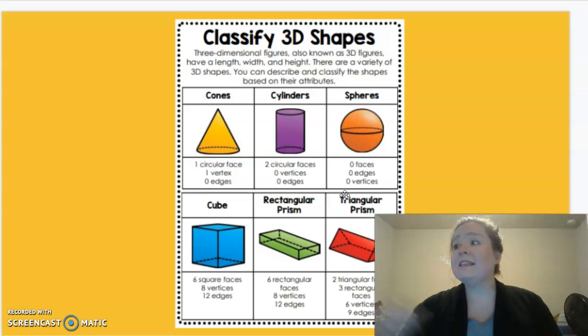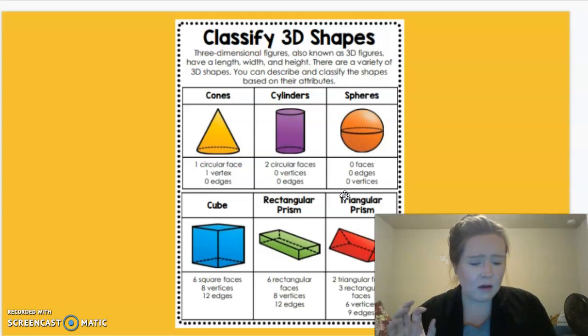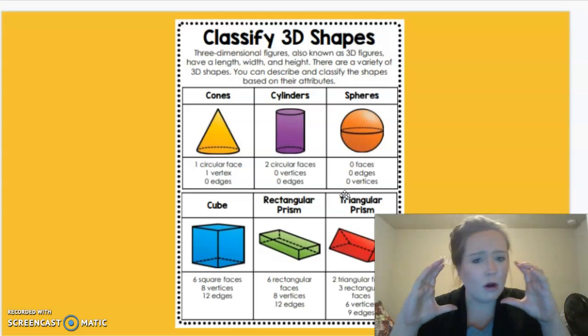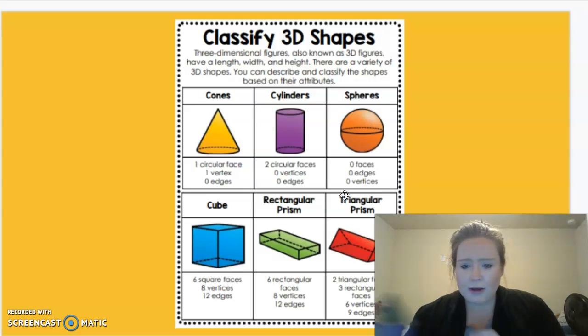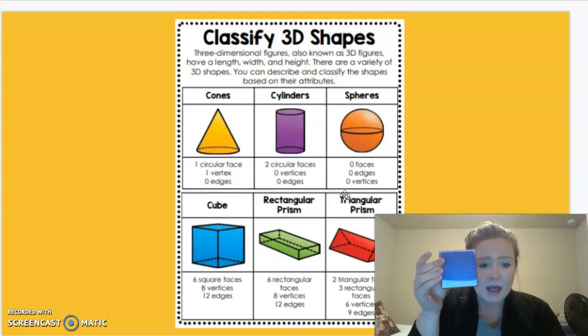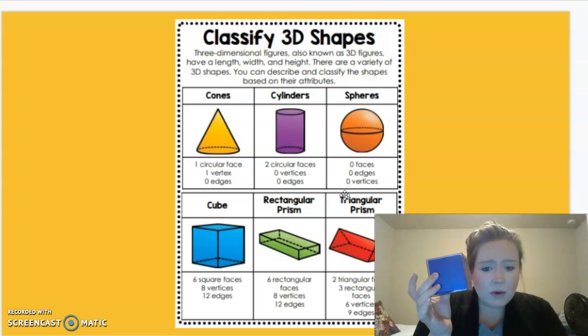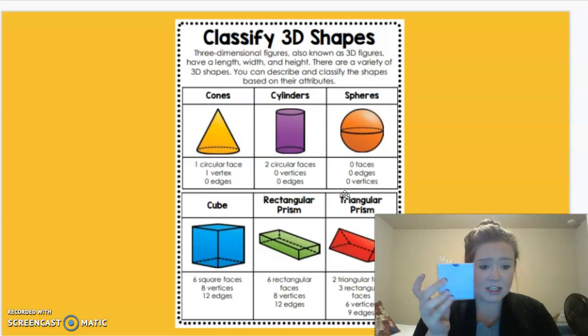All right, a sphere, and I don't have one of these, but a sphere is just like a basketball or a soccer ball or a tennis ball. It has 0 faces, 0 edges, and 0 vertices. A cube. A cube has 6 square faces, 8 vertices, and 12 edges, okay?